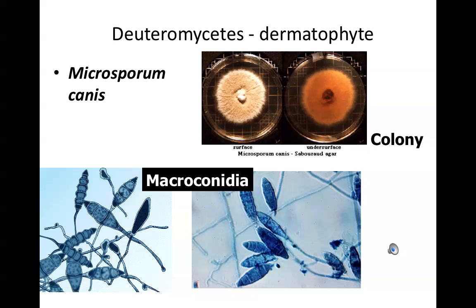Microsporum, and specifically this example Microsporum canis, also produces macroconidia, but you might notice how distinctively different they look from the macroconidia of Trichophyton. The macroconidia of Microsporum almost look like footballs. They're pointed on the end, and they're formed from anywhere from 3 to 6 little compartments.